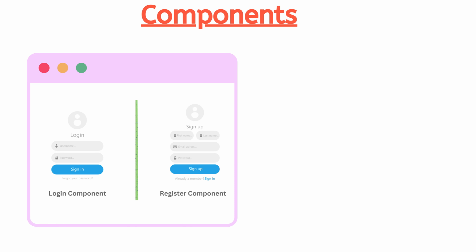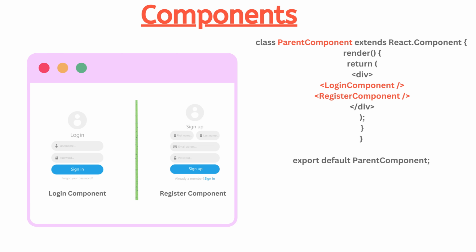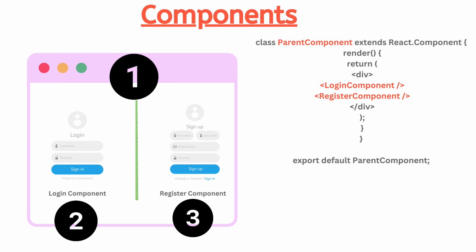To create this type of page, all we need to do is have a parent component that extends React component, and within the render, add this login component and register component, so that they will be rendered onto this particular parent component. We need to import them using import. So there are a total of 3 components. The main component is the parent component, and the login and register components are passed as children to this parent component, and because of that reason, they are rendered onto the page.